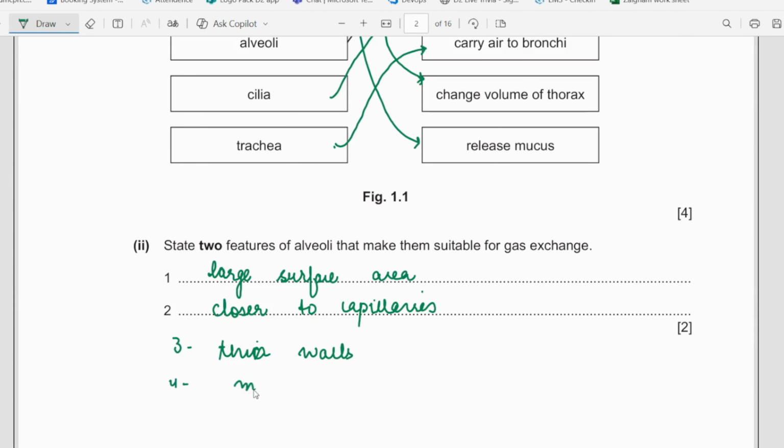What else? They have a moisture layer, or a layer of water on them. They're moist. This is the fourth adaptation. Why are they moist? So that oxygen can easily dissolve and pass through it.